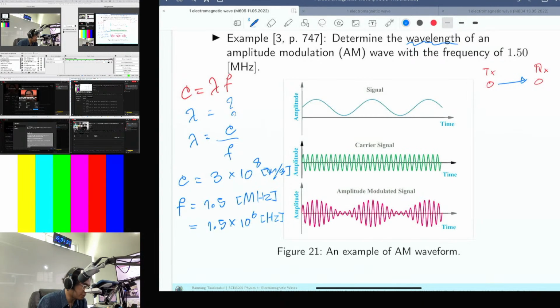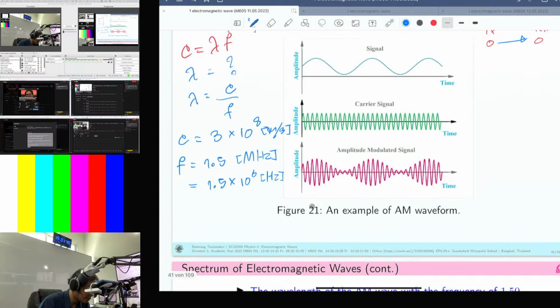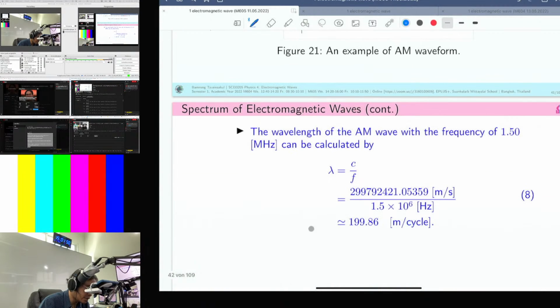Once you know these two values, you just put c, 3 times 10 to 8, here and 1.5 times 10 to 6 here. You're going to get 3 divided by 1.5, which is 2, and 10 to 8 divided by 10 to 6 is 10 to 2, which is 100. So it's 200, almost 200 meters. The reason why we don't have exactly 200 here is because we didn't use the exact value of the speed of light, not exactly 3 times 10 to 8 meters per second. Okay.